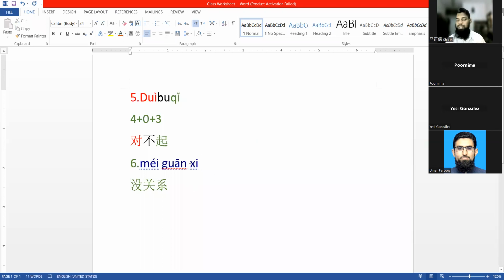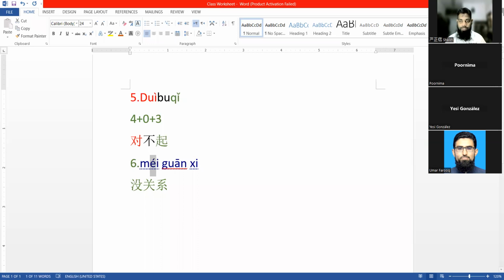Okay, so I have given some space so that you can make it distinct. The first label is "mai". The M is the initial and the "ai" is the final. The tone here is the second tone, the rising tone.